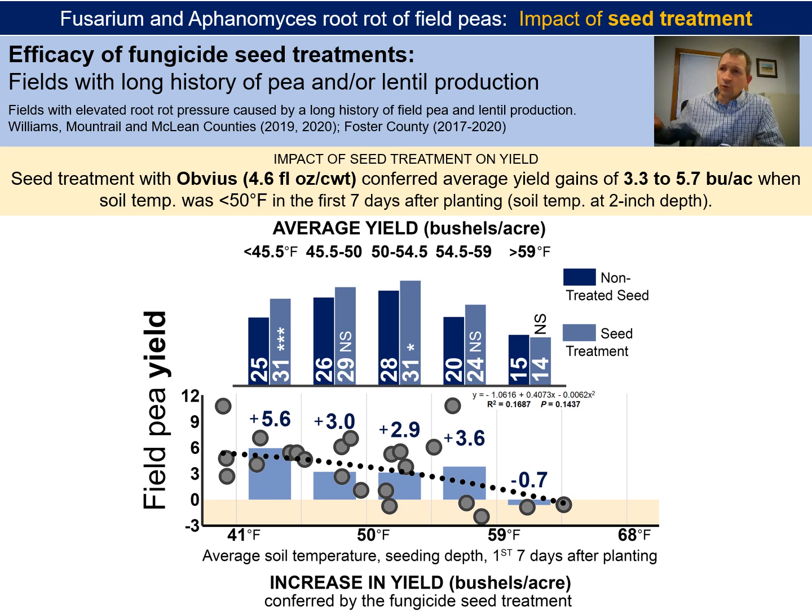Aphanomyces and Fusarium are warm soil pathogens, and so if your field peas are planted into very warm soils, Aphanomyces and Fusarium are active right away as those seeds are germinating. Okay, and on the contrary, if you plant your peas into really cool soils, the Aphanomyces and Fusarium are not very active yet, and the peas can get a running start. And so what you see is that your highest yields are achieved here when we plant into cooler soils.